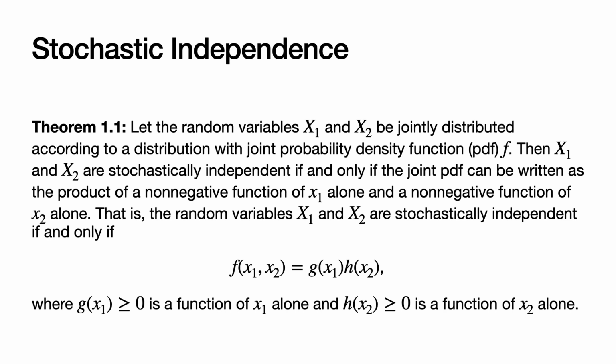That is, the random variables x1 and x2 are stochastically independent if and only if the joint PDF f of x1 and x2 is equal to the product g of x1 times h of x2, where g of x1 is greater than or equal to 0 for all x1, and it's a function of x1 alone, and h of x2, which is a function of x2 alone, is always non-negative.